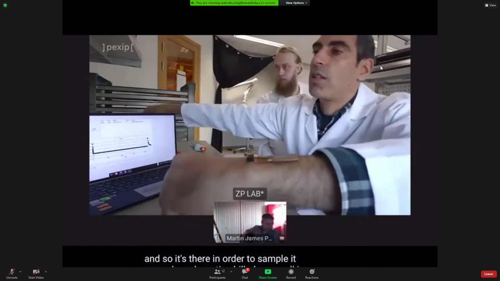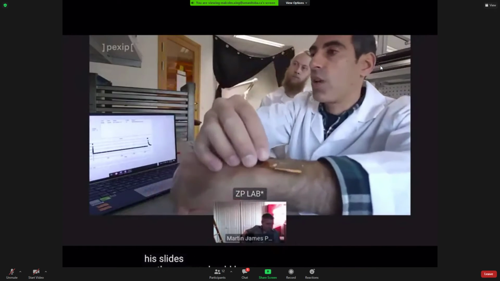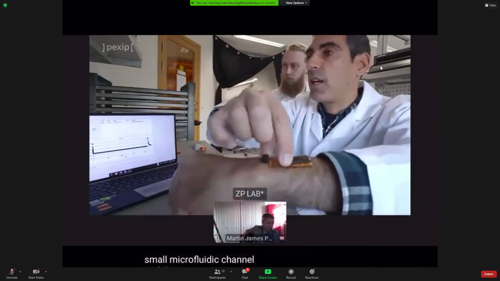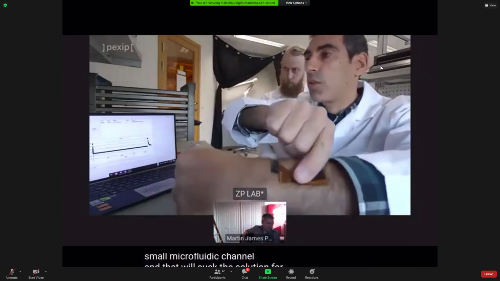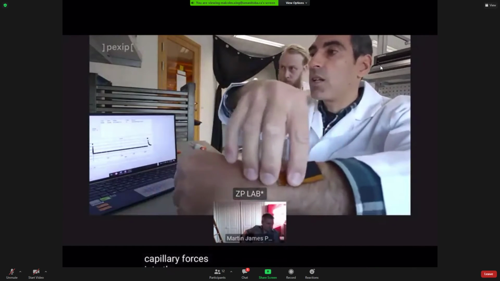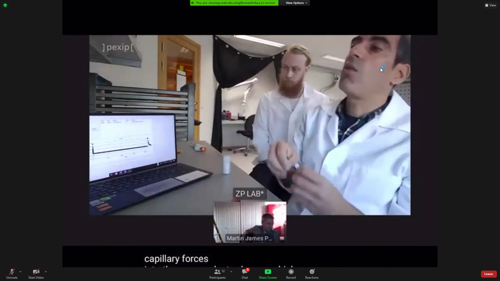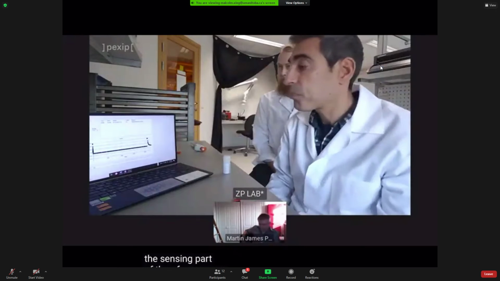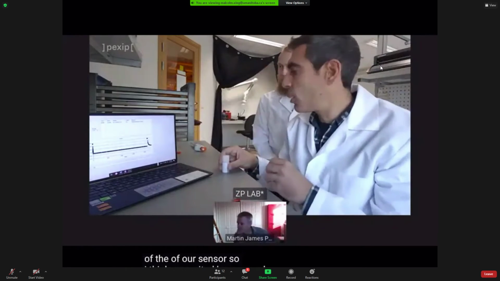And Martin showed very well in his slides. So the sensor should have a small microfluidic channel, and that will suck the solution by capillary forces into the sensor electrode area, which is the sensing part of our sensor. So I think we waited long enough.